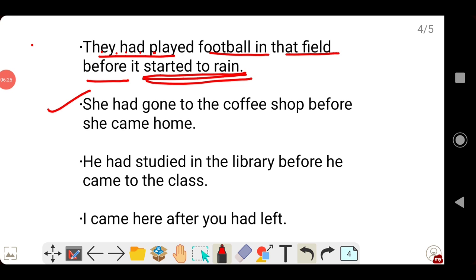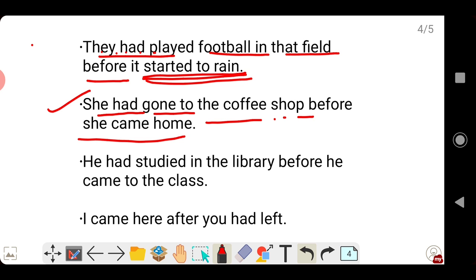Okay, so the next sentence is: she had gone to the coffee shop before she came home. As you can see in this sentence, "she had gone to the coffee shop" is in the past perfect tense, and the second part of the sentence, "she came home," is in the simple past tense.